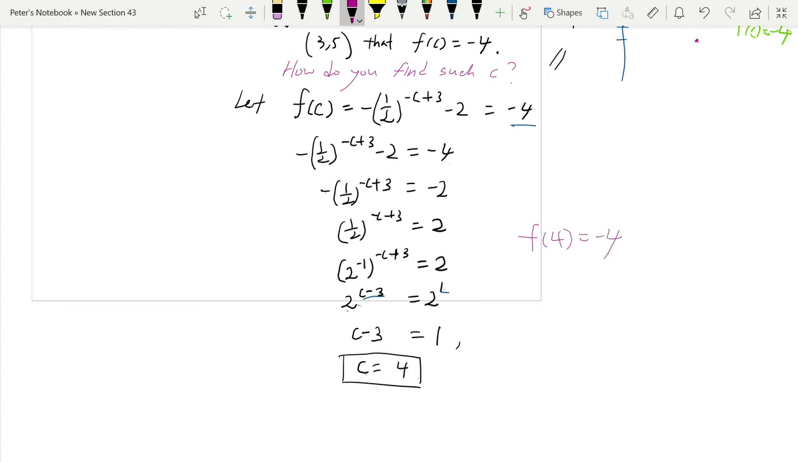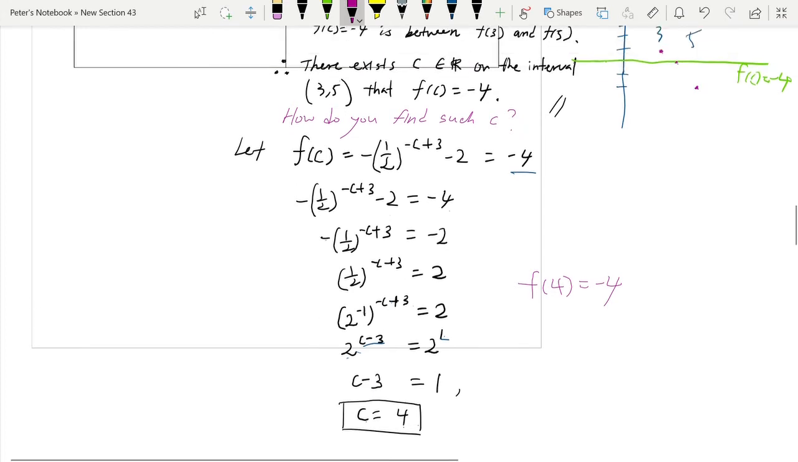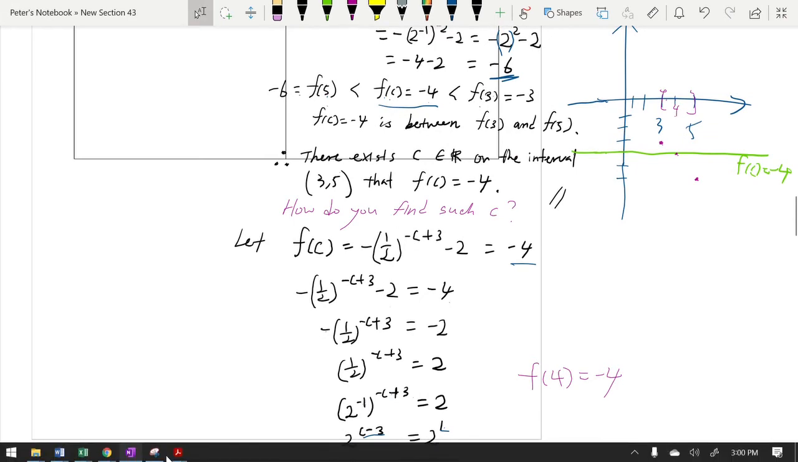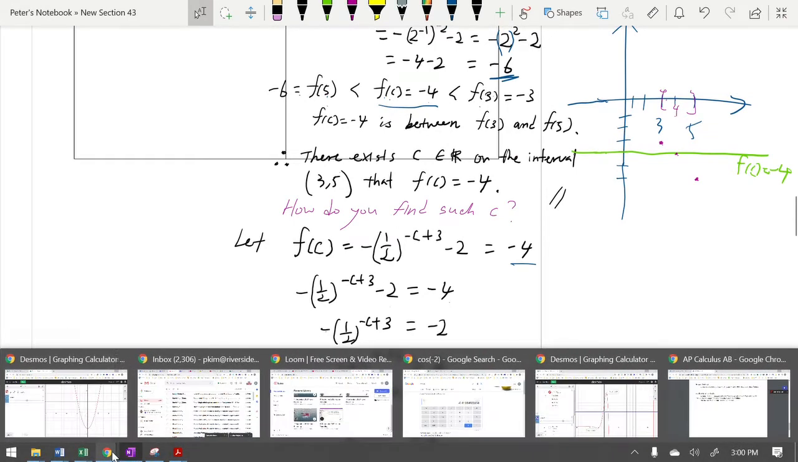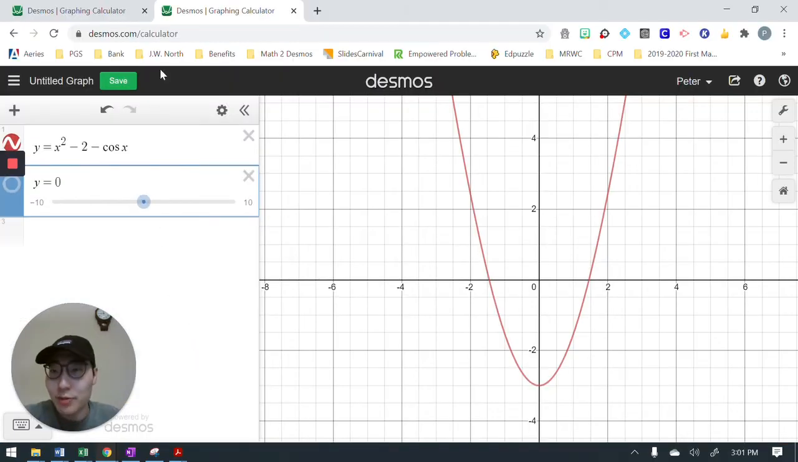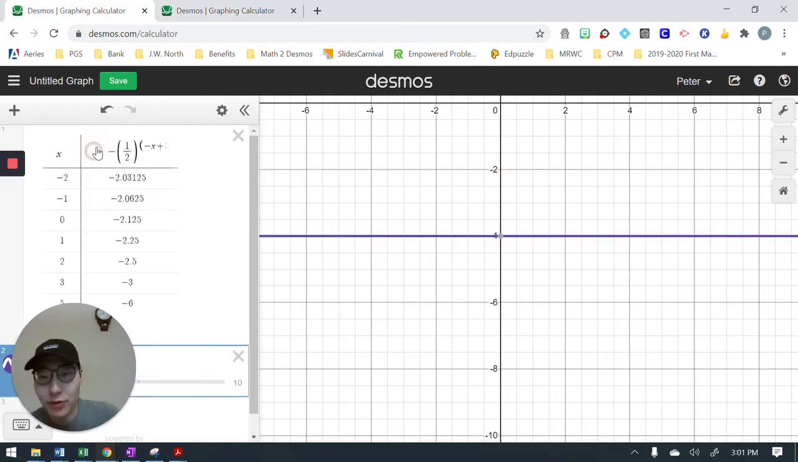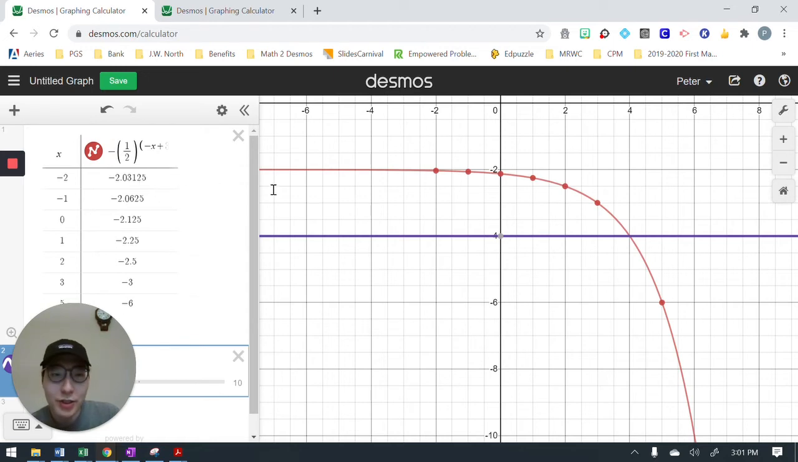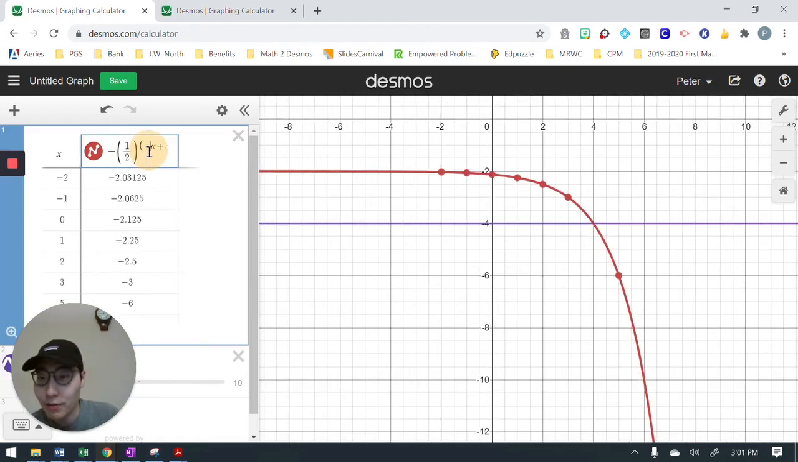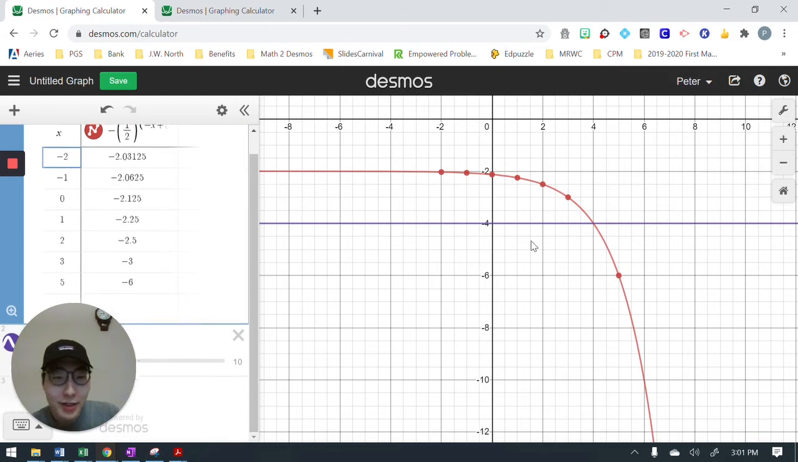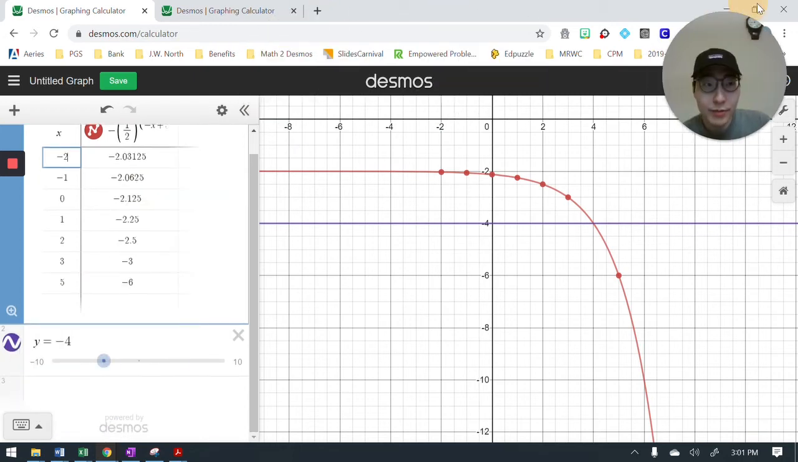This time it was easy to solve for that, but it's not always easy to solve, so that's why we need to use decimals from time to time, or a graphing calculator. As you can see, this is the graph of f of x. I'm just going to say f of x, okay? And then you will see that, let me move this guy here.